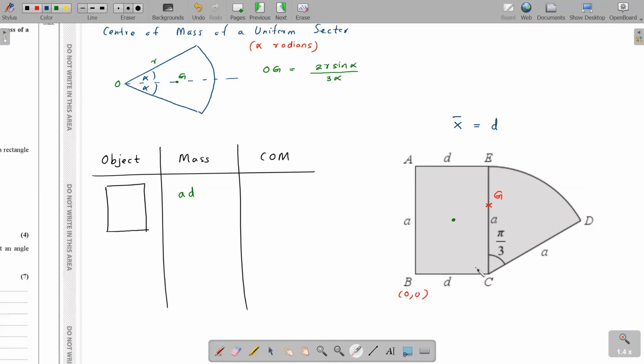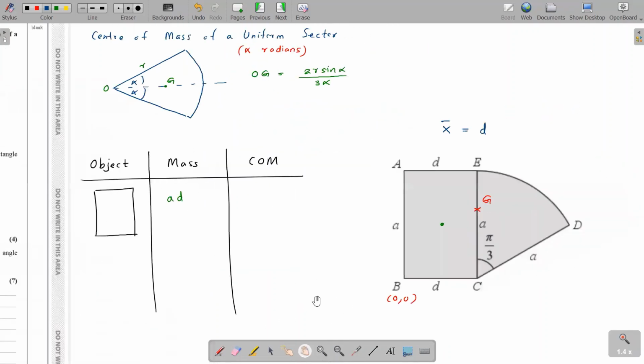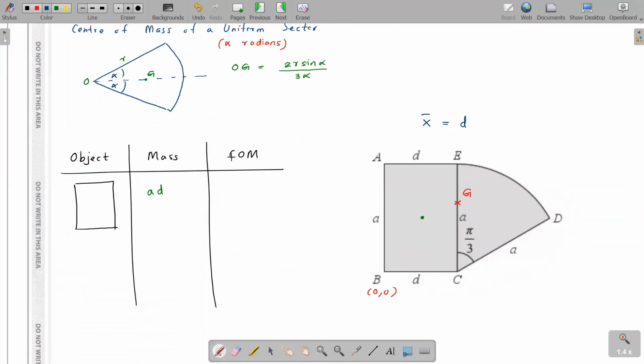Because they say the center of mass of the combined object is on the line EC. And since I'm measuring my coordinates from this point B, the horizontal distance from B to this point G is D directly. So I'll work with the x coordinates and try to prove that A is equal to root 3D, because we need to prove A equals root 3D. So we will use the coordinate that we know and try to find it. Okay, so then what do we do here?